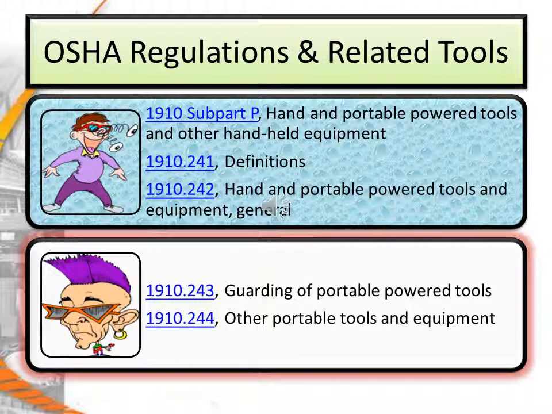1910 Subpart P discusses hand and portable power tools and other handheld equipment. .241 gives the definitions. .242 talks about hand and power tools as well as equipment in general. .243 discusses the guarding of portable power tools. .244 discusses other portable tools and equipment.